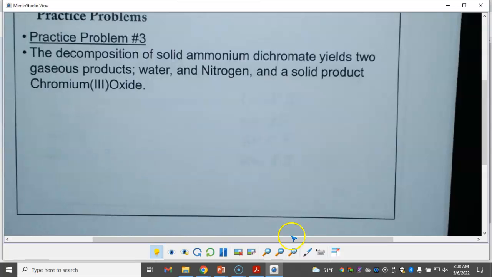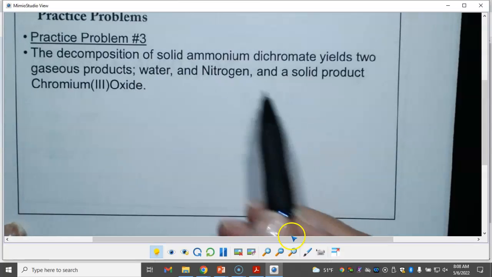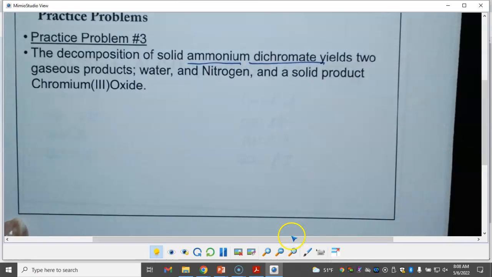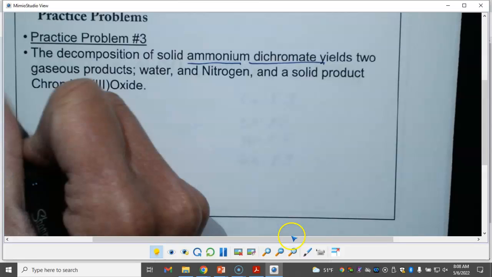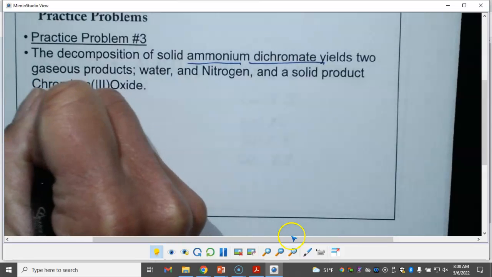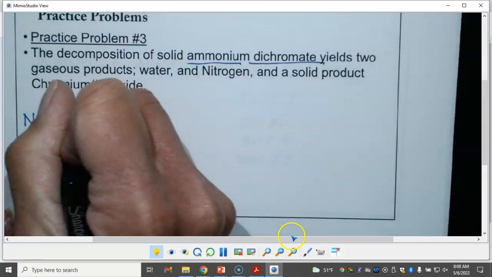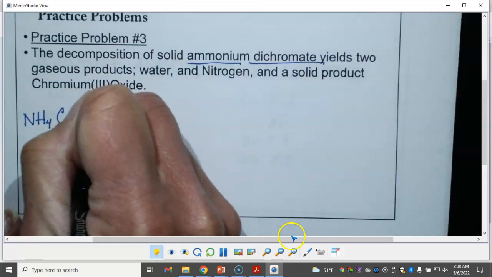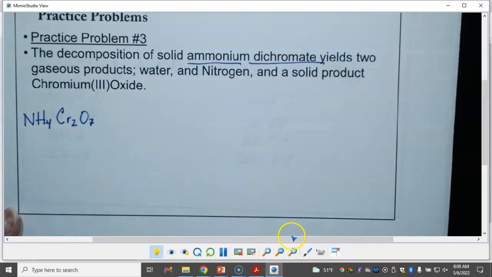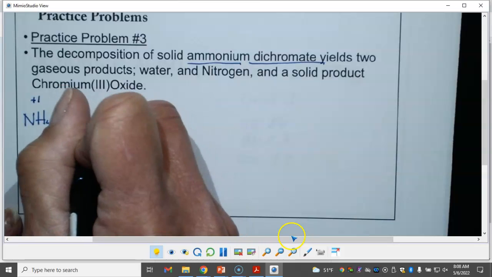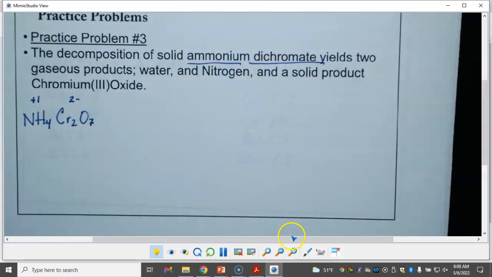So we have the decomposition of solid ammonium dichromate. I think we did this one together, didn't we? So ammonium is NH4. Dichromate is Cr2O7. Ammonium is +1. I think dichromate is -2.